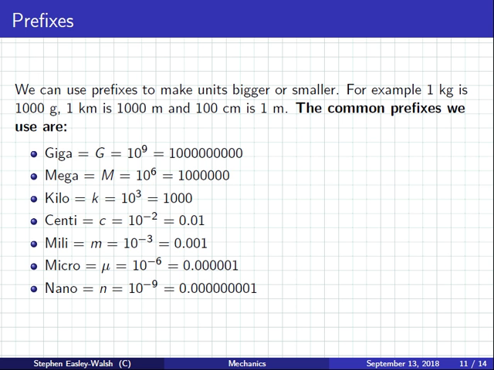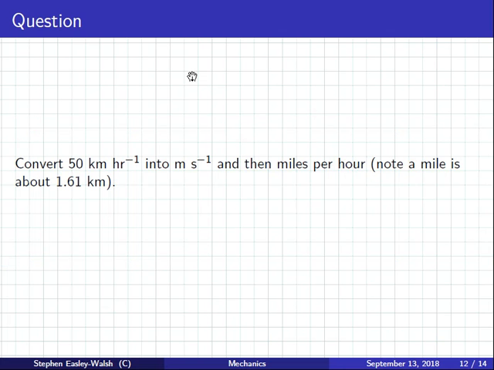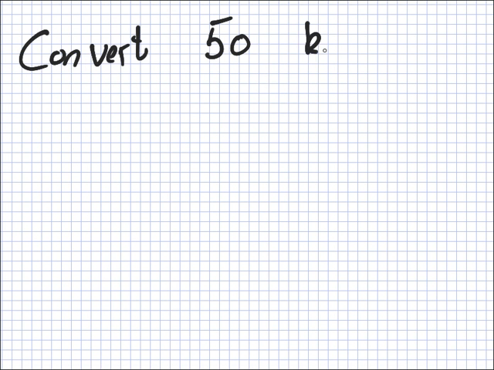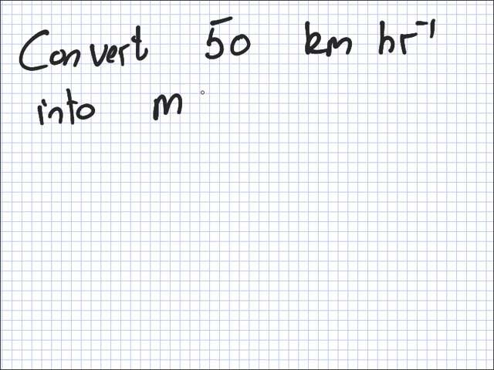Alright, so this is an important example of how to use units and prefixes. So for this question here, I'll do this one with you. The question is, convert 50 kilometers per hour into meters per second first, and then miles per hour. So first we'll do meters per second. We want to change kilometers per hour into meters per second. Okay, so let's do this one.